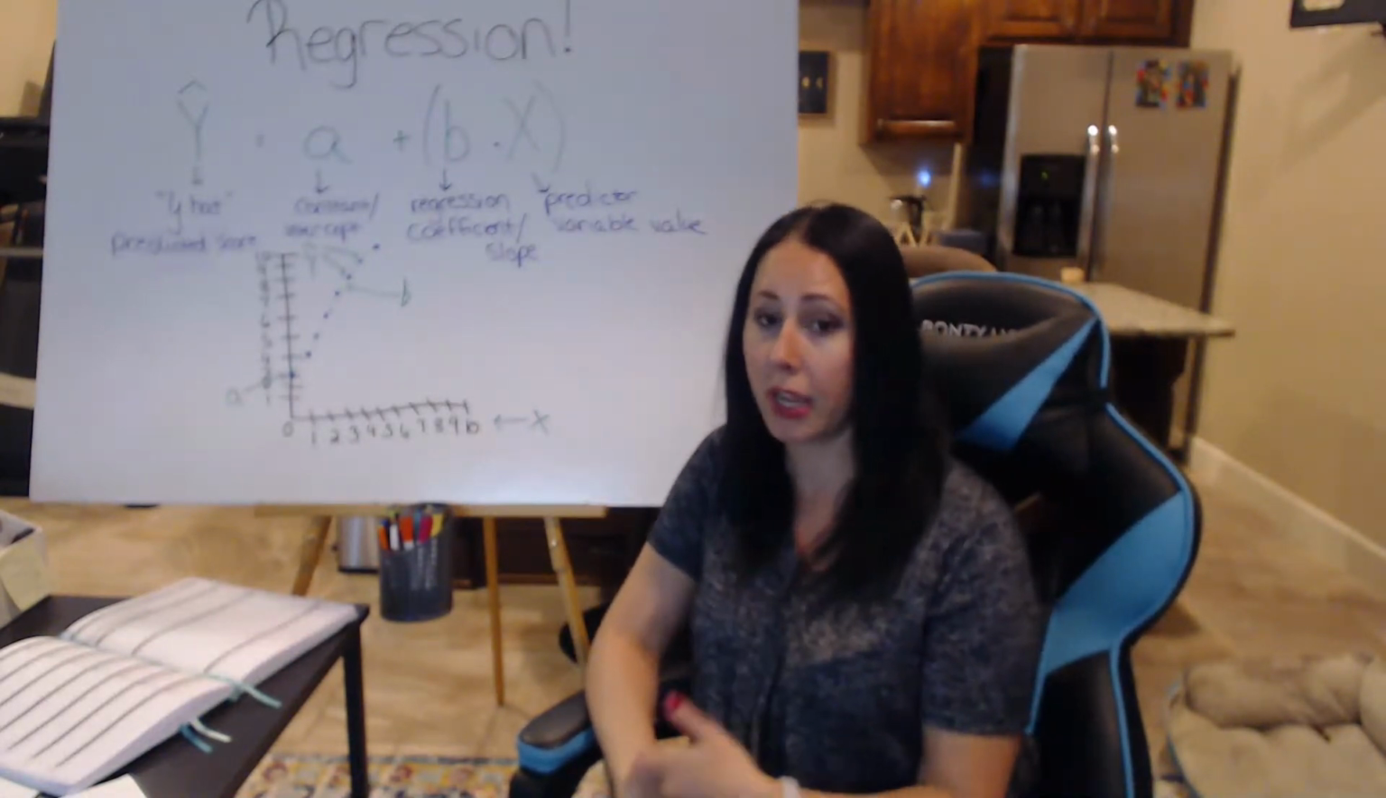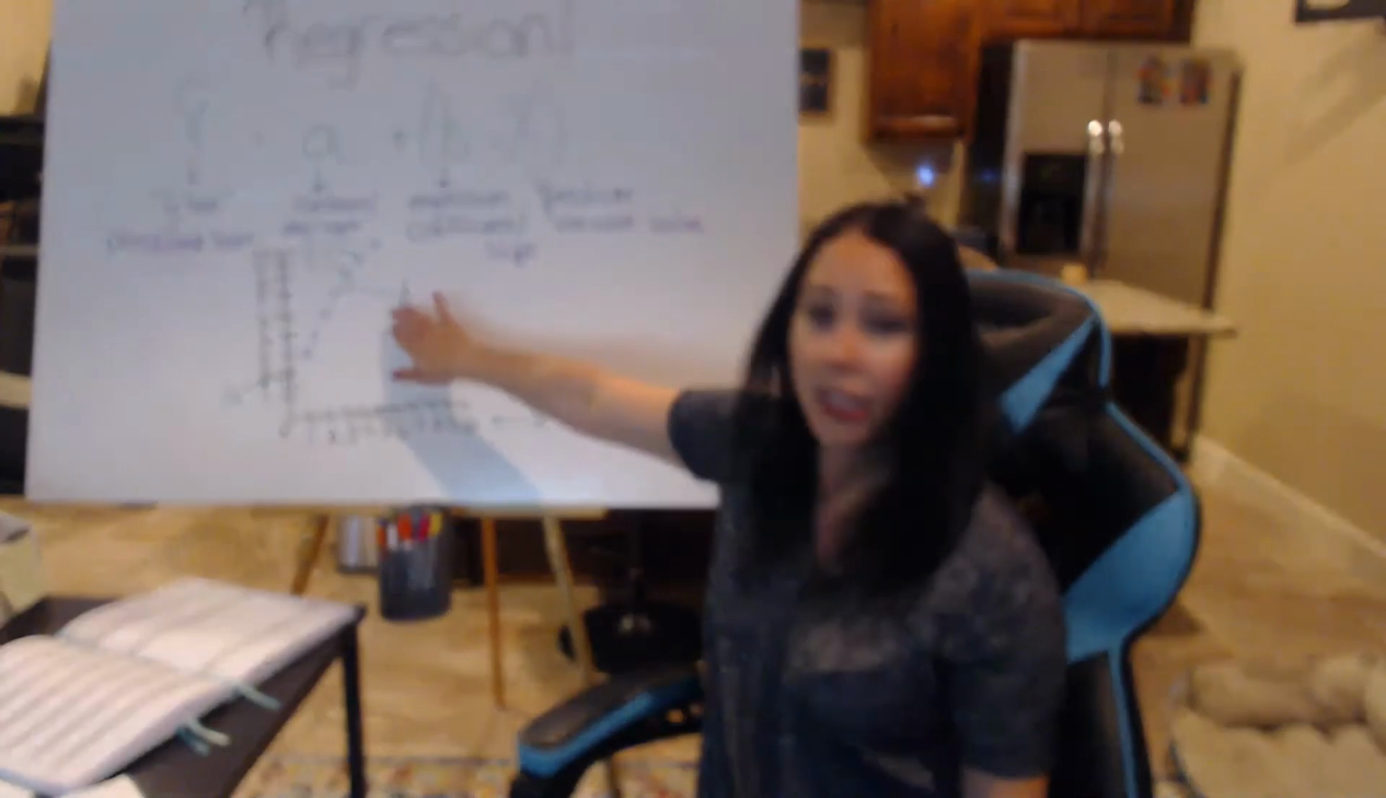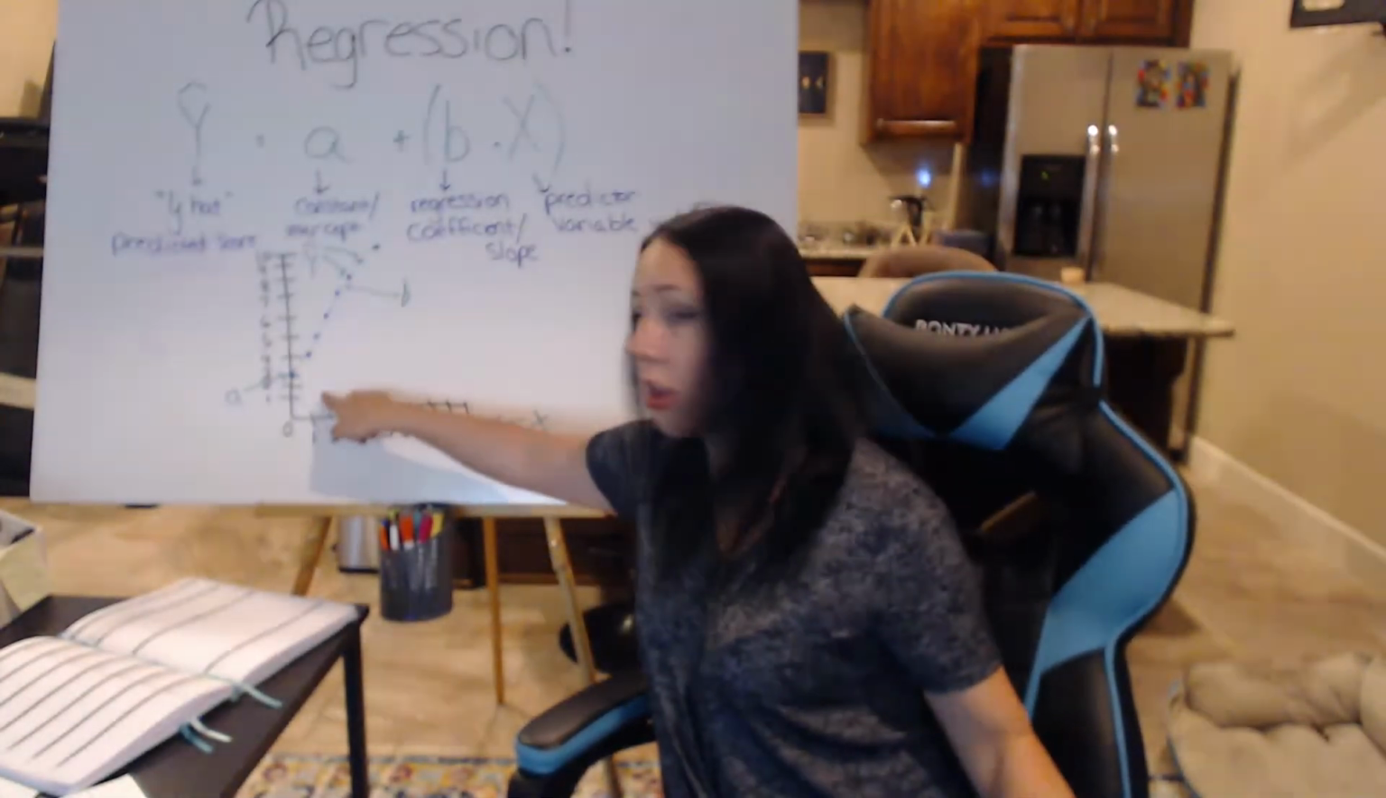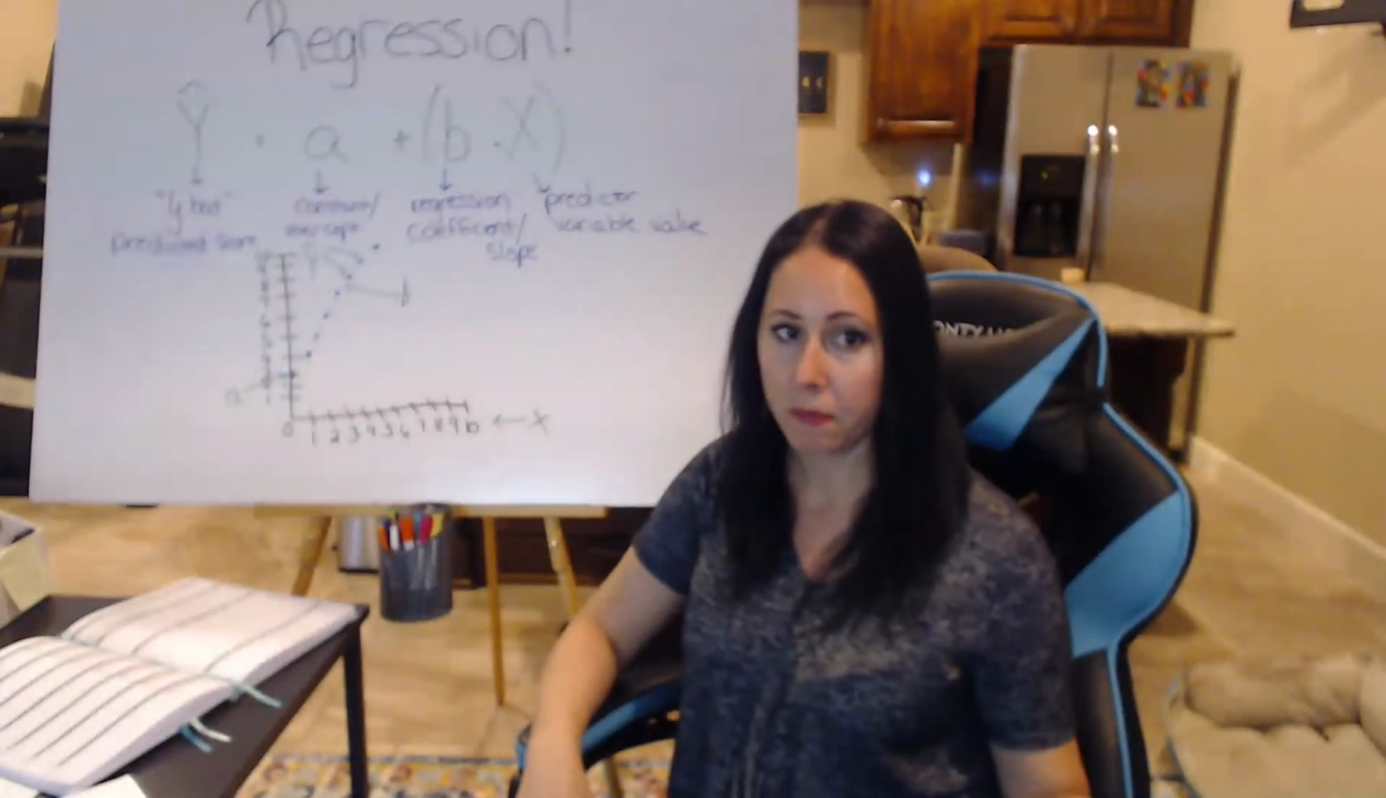It can be a whole number. It can be a fraction. In this example, again, I just tried to make it clean and simple. It's 1. For every 1 I go over, I go up 1.